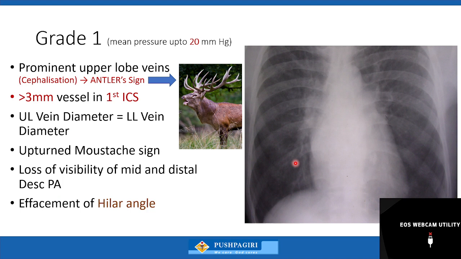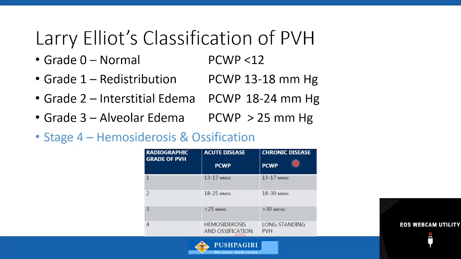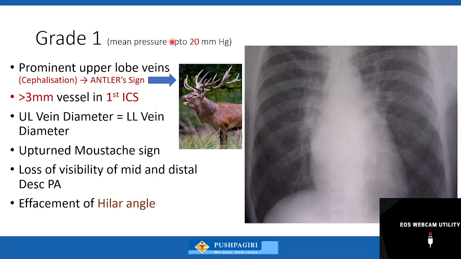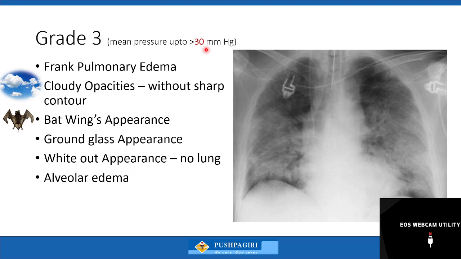Now we'll come to the grading, that is grade 1, 2, 3 and 4, and how it appears on the chest X-ray in each grading. For grade 1, earlier we discussed the pulmonary capillary wedge pressure; here it can also be told in terms of mean pressure: up to 20, 20 to 30, and more than 30. More than 30 is frank pulmonary edema.